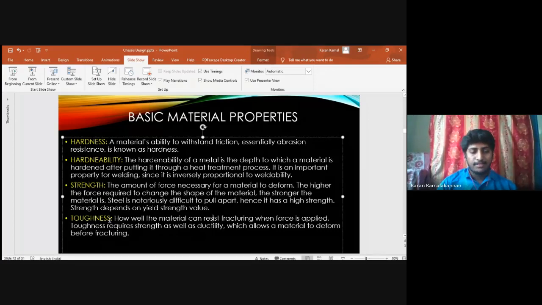And next is the toughness. Toughness is defined as how well the material can resist fracture when a force is applied. So it is the resistance of the material to undergo fracturing when the force is applied. It requires strength as well as ductility. So that is the thing.